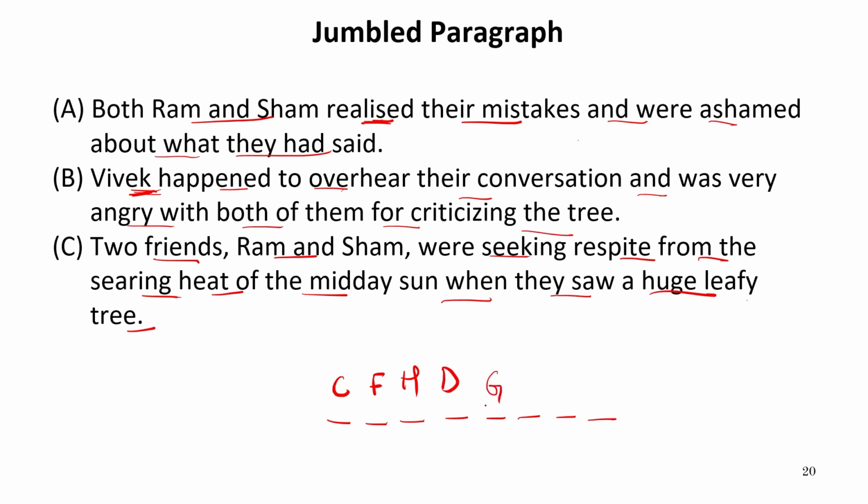So D, after which we should have G, then we have B, and then we have E. Now both Ram and Sham, this is the conclusion sentence in which they realize their mistakes. So A. So this should be the sequence. And one sequence again can be there, B and then G. So both of these can be the sequence. The position of G and D can be interchanged. Now let us confirm this after reading the entire passage again. First we have C. Two friends, Ram and Sham, were seeking respite from the searing heat of the midday sun when they saw a huge leafy tree.